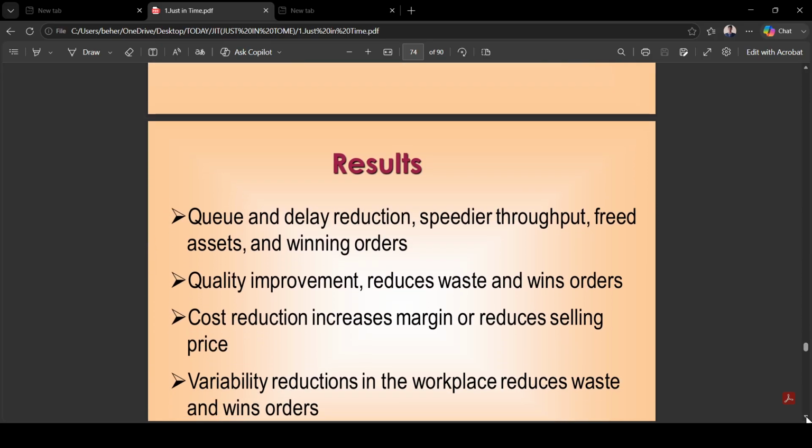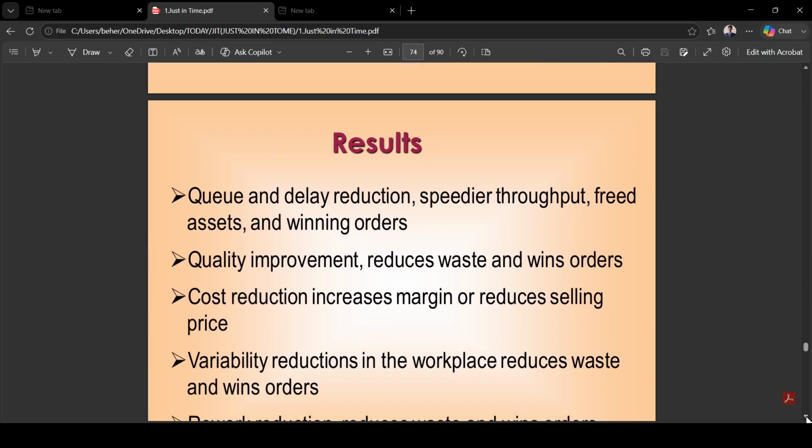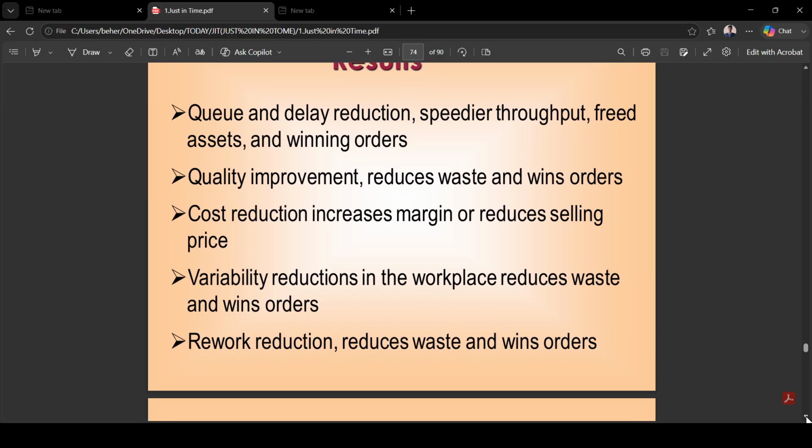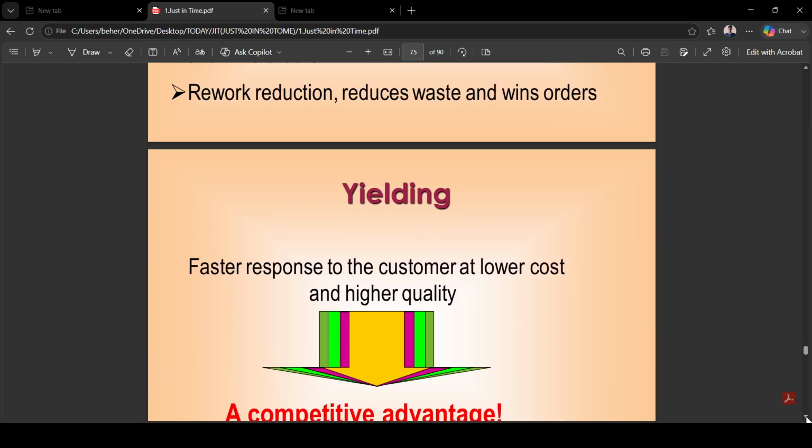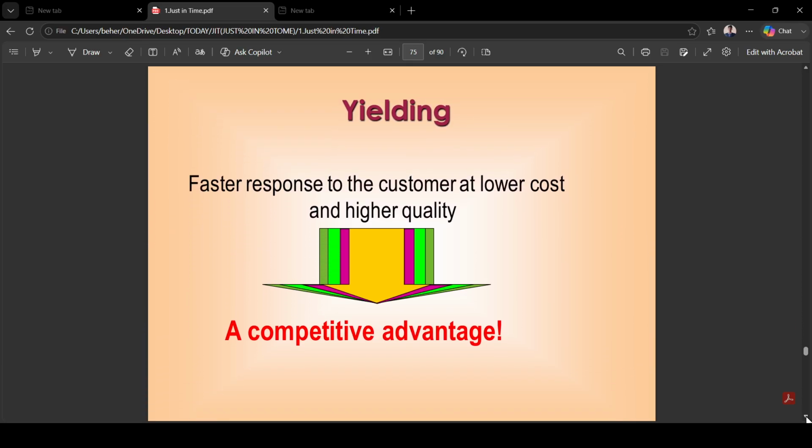Results: queue and delay reduction, smoother throughput, tradeable assets, and winning orders. Quality improvement reduces waste and wins orders. Cost reduction increases margin, reducing selling price. Variability reduction in the workplace reduces waste and wins orders. Rework reduction reduces waste and wins orders. Yielding a faster response to the customer at a lower cost and higher quality: competitive advantage.